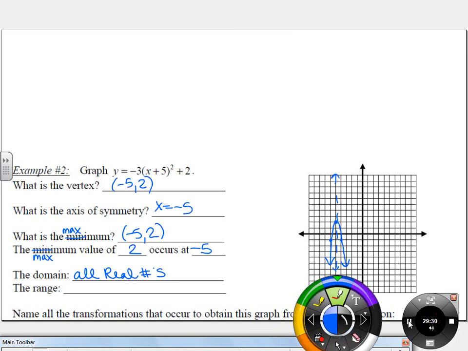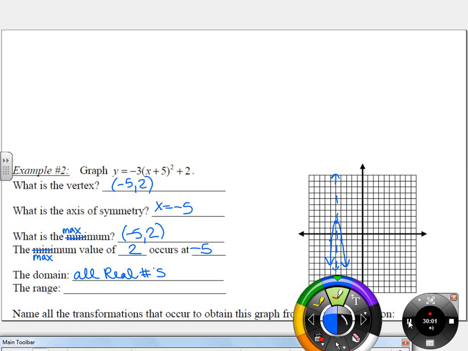Eyes back up here. We're going to check what you guys did. So first of all, everybody okay with the vertex at -5, 2? Which means our axis of symmetry is the vertical line x equals -5, and that our maximum is -5, 2. To translate that, that means the maximum value, the highest point your graph reaches, is 2, and that occurs at -5.